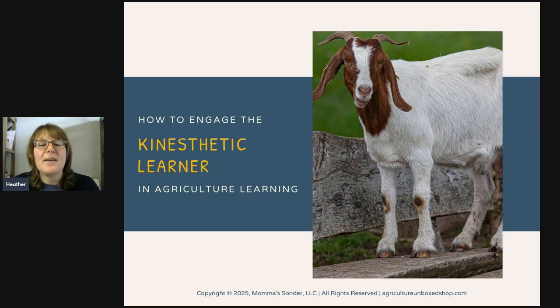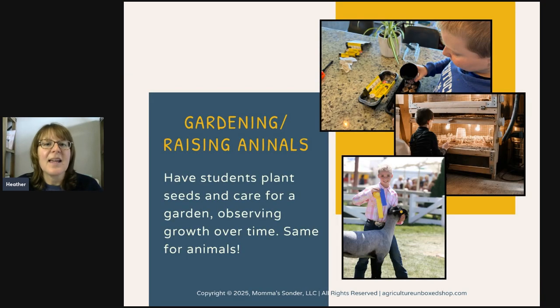We have the kinesthetic learner that likes to learn hands-on, and they learn best through movement and tactile experiences. Again, that's me. Some of those ways would be to have the students actually plant seeds and care for a garden, or create your own garden at home and have them go through that process hands-on, going through the different details every day: how to care for the plants, water them, and make sure they have all the things that they need.